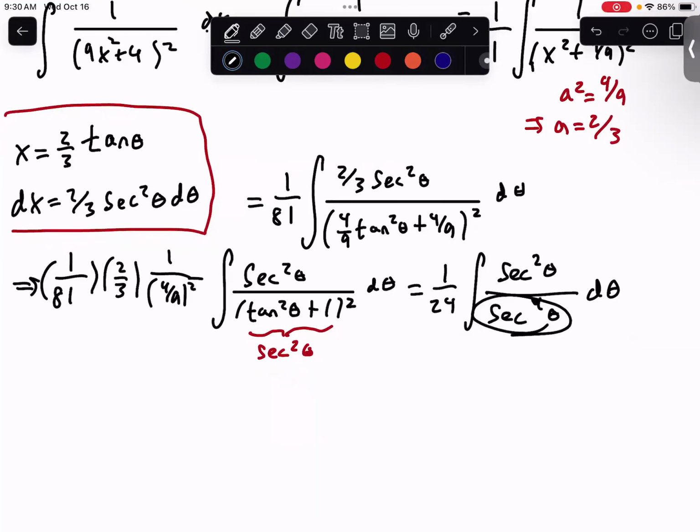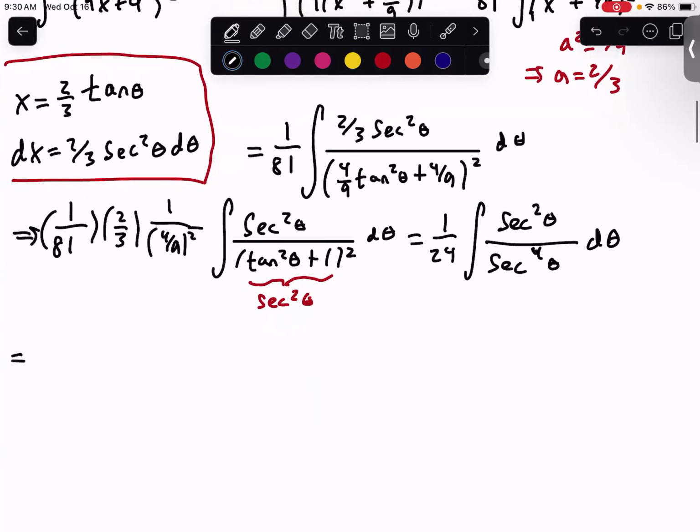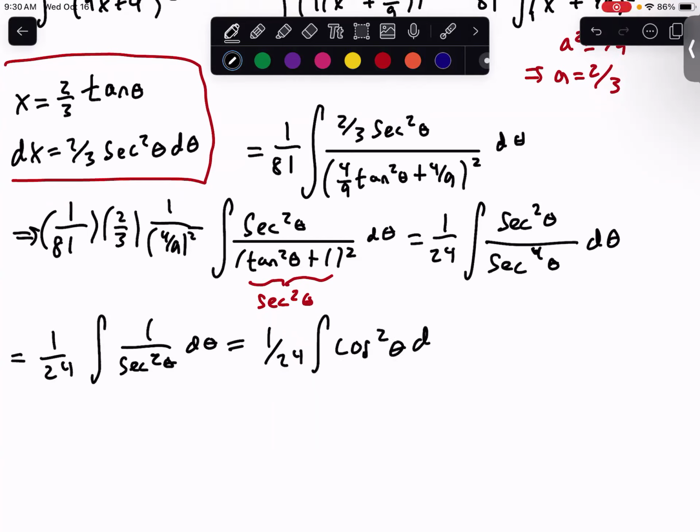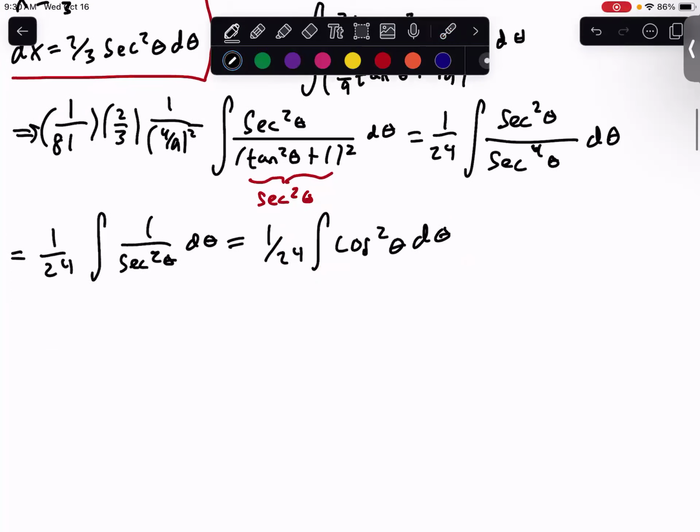So you get 1 over secant squared, which you can then just see as being equal to cosine squared. So I'll write it out like this: this is 1 over 24 times the integral of 1 over secant squared theta d theta. So this is 1 over 24 times the integral of cosine squared d theta. For this one, you can either use the double angle formulas or half angle formulas, or you can use the reduction formula. On the exam, you're not going to need to use the reduction formula, but let's just write this out anyways. So this ends up being equal.